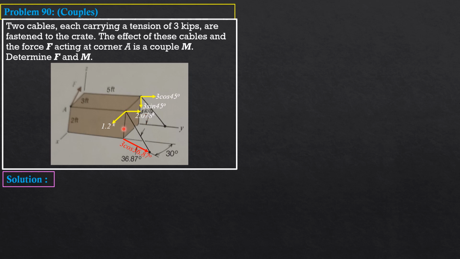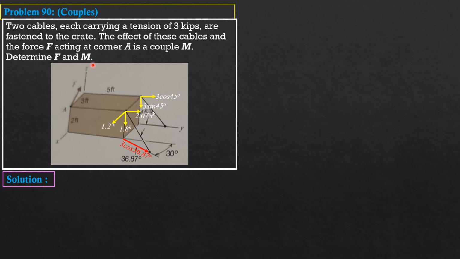While this component, which is downward, is 3 kips sine of 36.87 going down. And that is 1.8 kips. The tension here is 3. Then the vertical angle is 36.87. So 3 sine of 36.87, 1.8 kips downward.